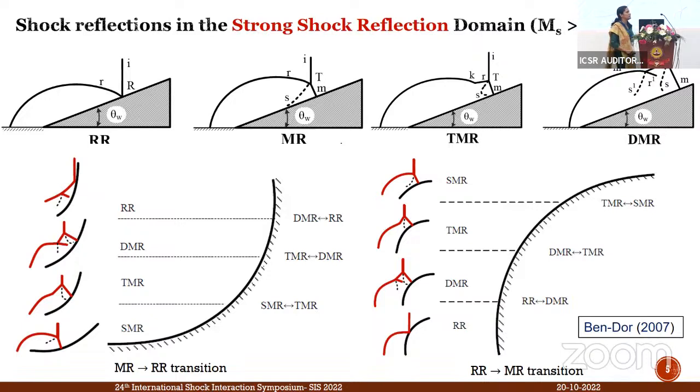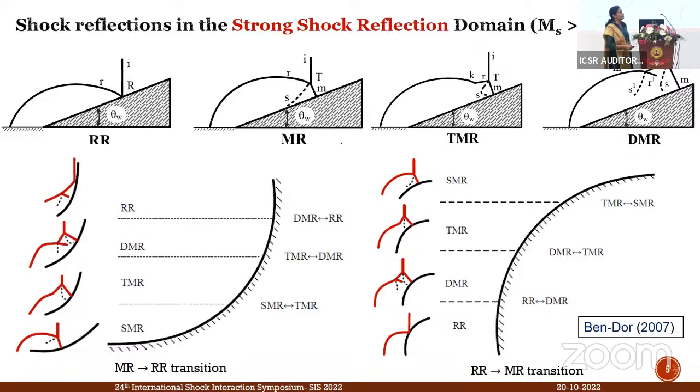Now, in general, from the Takayama studies and the studies after that, this is how a curved surface undergoes transition. So these reflections are found at different locations of a curved plane. For example, in a concave surface, the initial reflection will be a simple Mach reflection, followed by a transitional Mach reflection, double Mach reflection, and a regular reflection. In the same way, RR to MR transition happens across a double Mach reflection and a transitional Mach reflection.